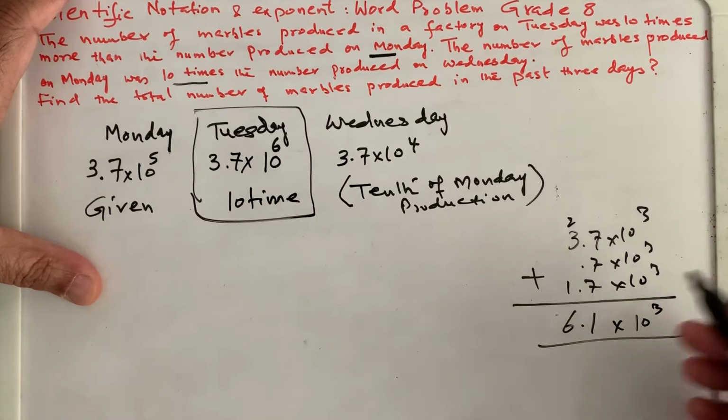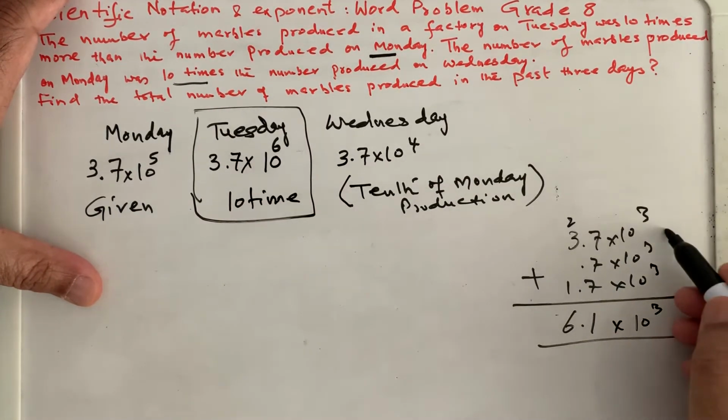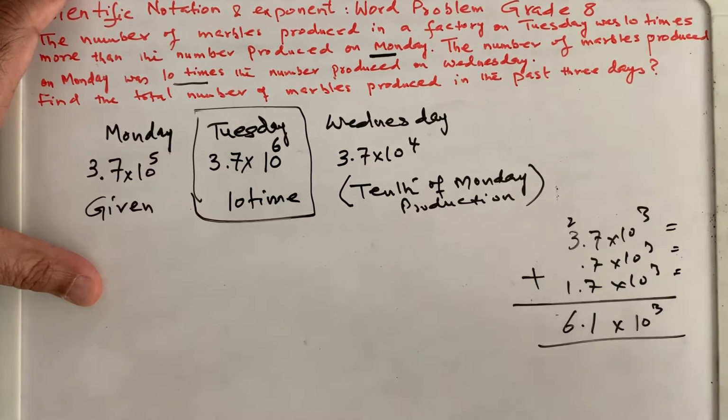So I am not required to convert them into standard form, and then add them and then put it back into the exponent form.